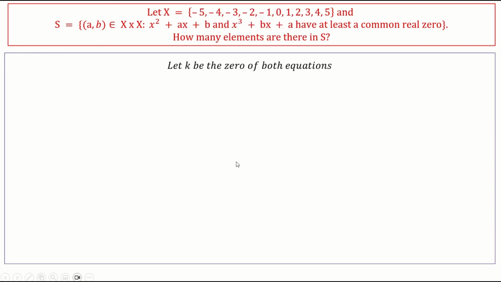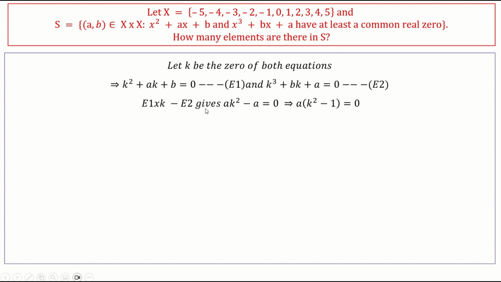Let k be the zero of both equations. So k square plus ak plus b equal to 0, which is equation 1, and k cube plus bk plus a equal to 0, which is equation 2. So let's eliminate k cube first. Multiply e1 with k and subtract e2 from it, which gives ak square minus a equal to 0, which implies a into (k square minus 1) equal to 0. This is the rule we should satisfy to get the values, correct? So there are 3 possibilities: a equal to 0, or k square equal to 1, so k equal to plus or minus 1.